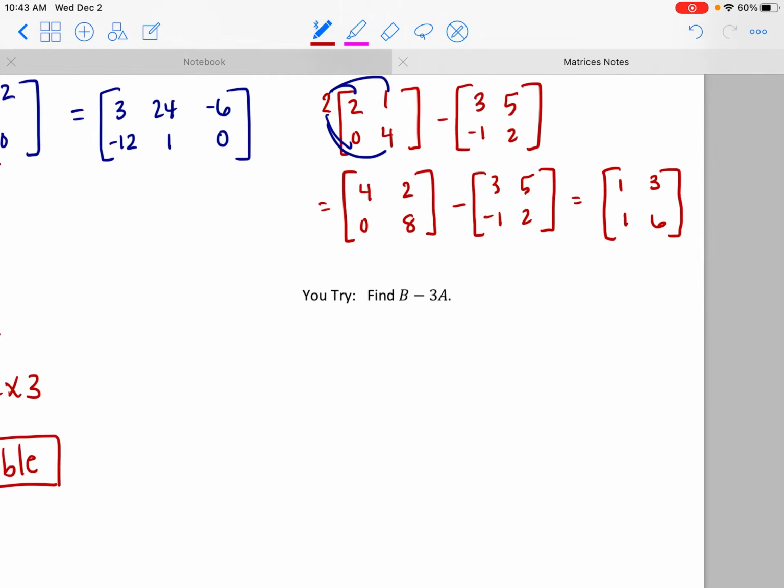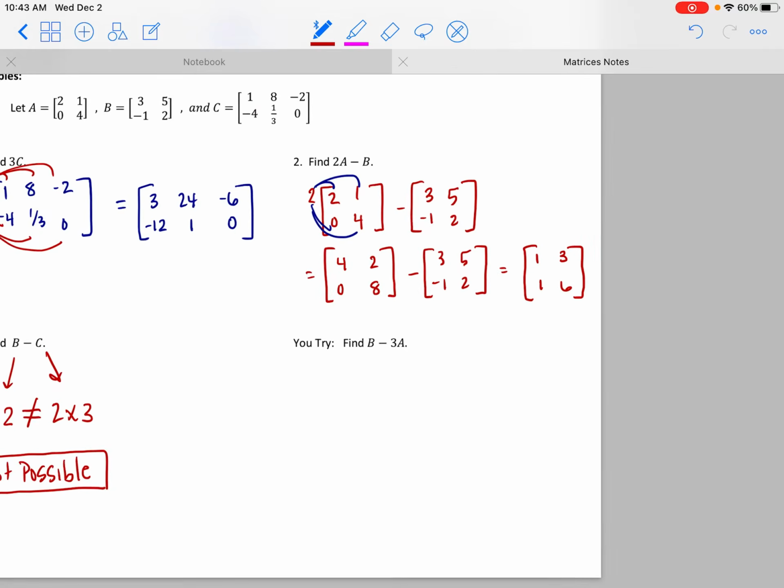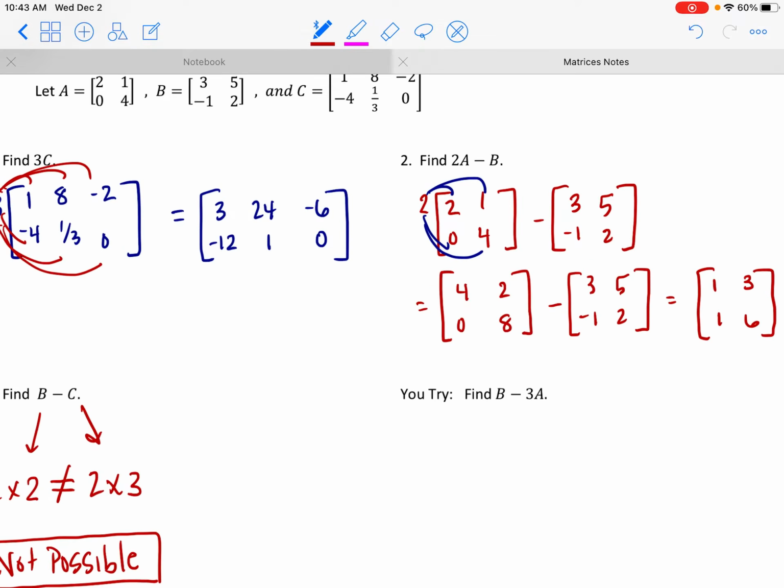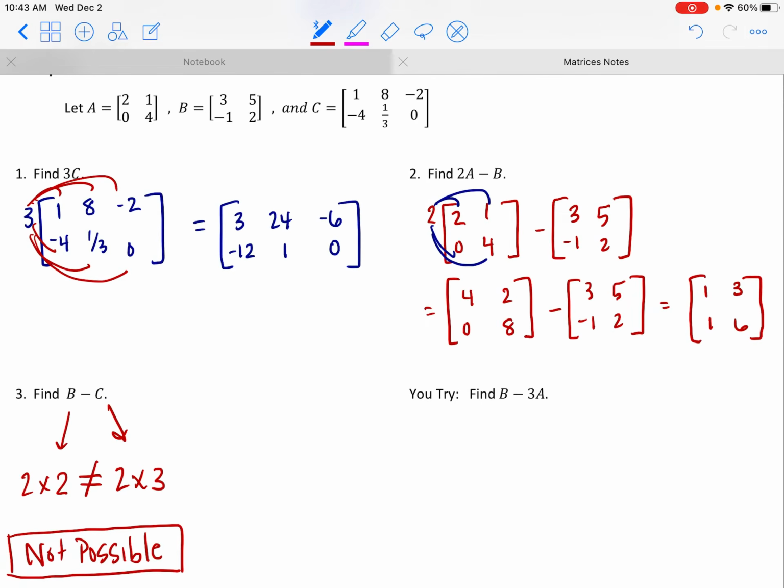Okay, now last one, if you want to give it a shot. Again, I think this is pretty straightforward, but let's make sure we can add, subtract, multiply. Okay, so if you want to try it, pause the video and give it a shot. So b minus 3a. Okay, b is 3, negative 1, 5, and 2, and we want to subtract 3a, which is 2, 0, 1, and 4.